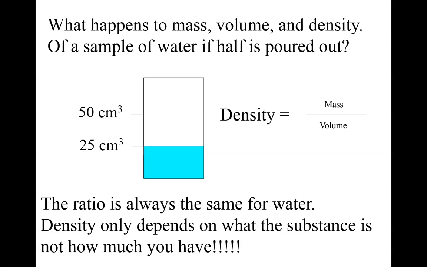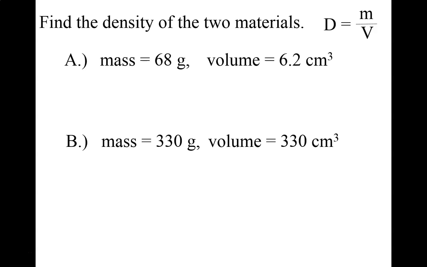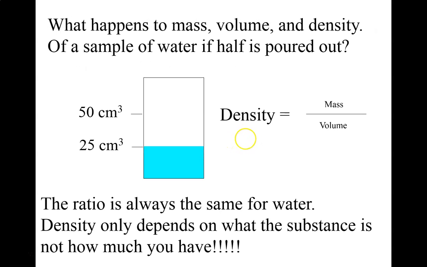Density only depends on what the substance is. It doesn't depend on how much of it you have, because it's the ratio. This is useful because we can use it to figure out what a substance is made of. It doesn't depend on if I have a large chunk of lead or a little chunk of lead. The ratio is still 11 grams per centimeter cubed.